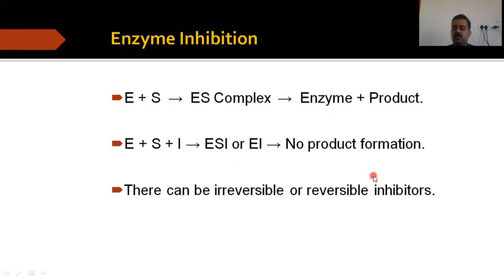Irreversible inhibitors are those which do not leave this complex and there will be no product formation. While the reversible inhibitors are those that slow down the reaction and at one point they will get released from the ES complex and ultimately the enzyme will be released and the product formation would take place. So this is how the enzyme reaction would take place.